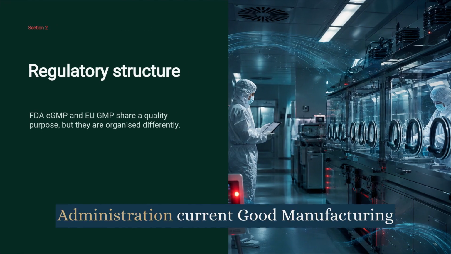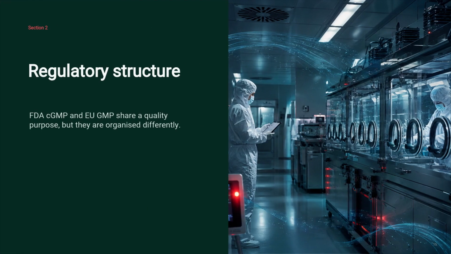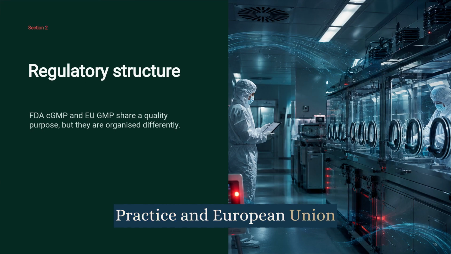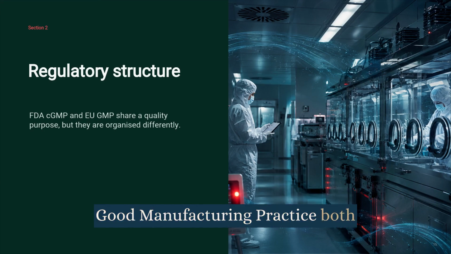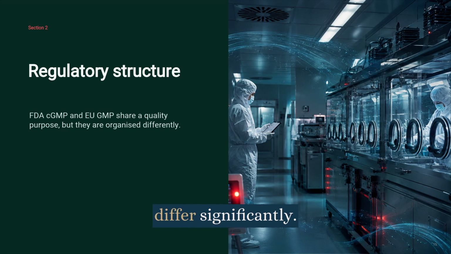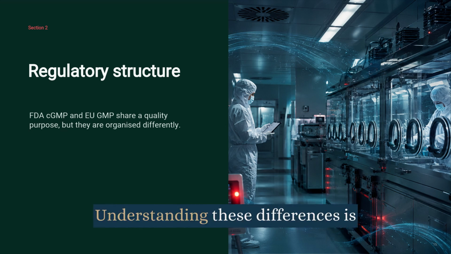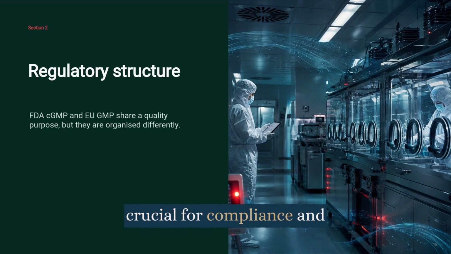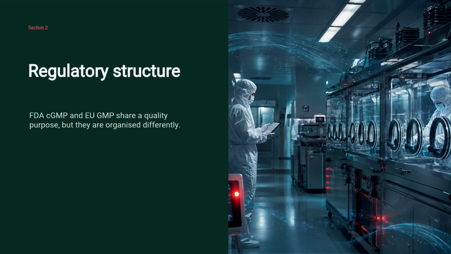The Food and Drug Administration current good manufacturing practice and European Union good manufacturing practice both aim to ensure quality in pharmaceutical manufacturing. However, their organizational structures differ significantly. Understanding these differences is crucial for compliance and effective implementation.